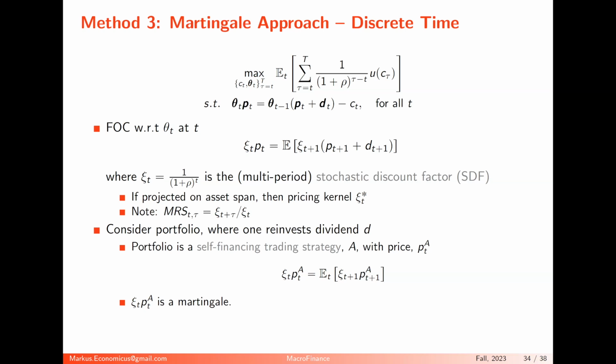Then this product here follows a martingale. That's what this condition says. That's like the Euler equation. Now I have to find a trick to get rid of this D. So what I do is I say, well, let's suppose these shares are Microsoft shares, and it pays dividends.